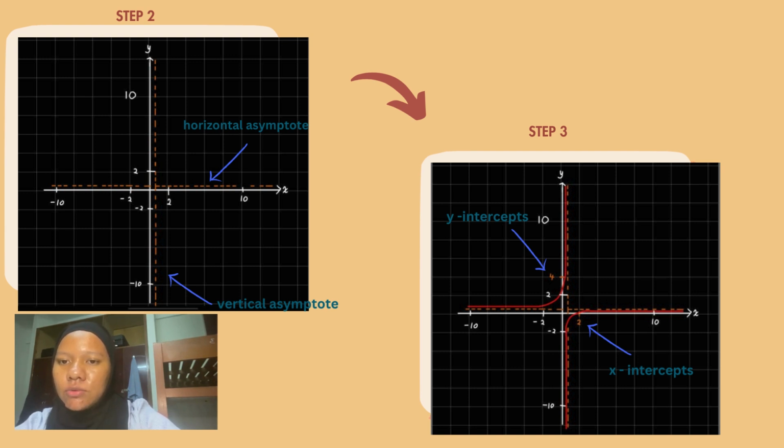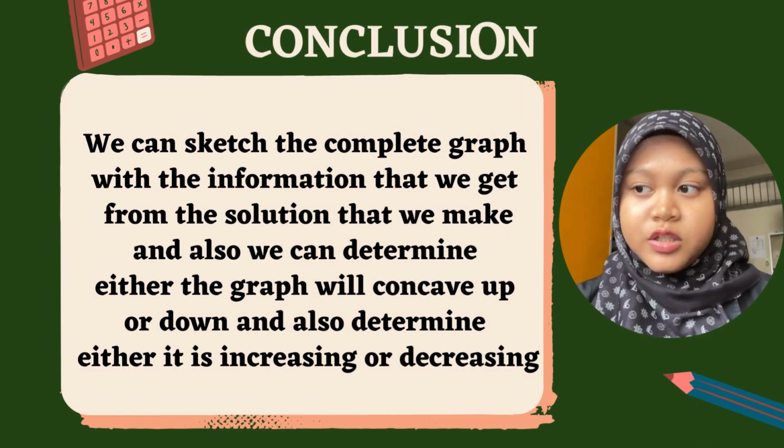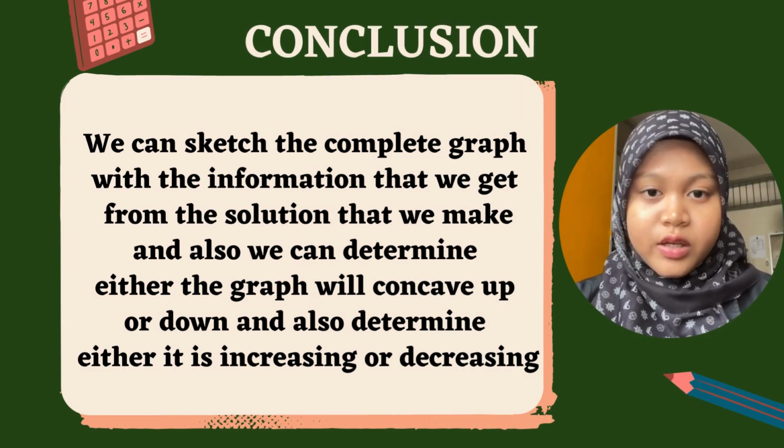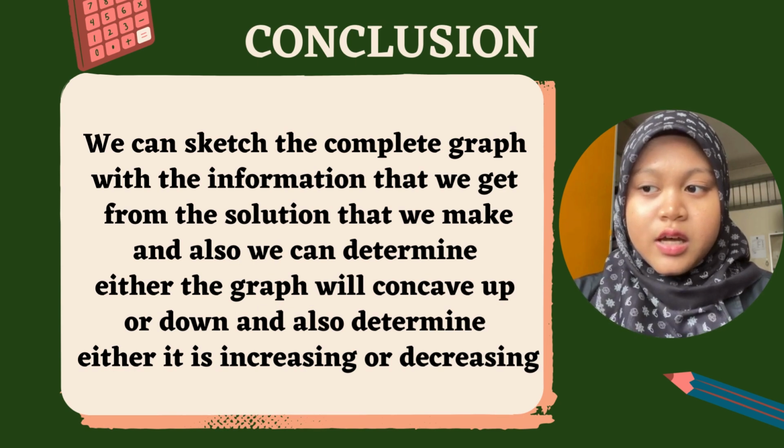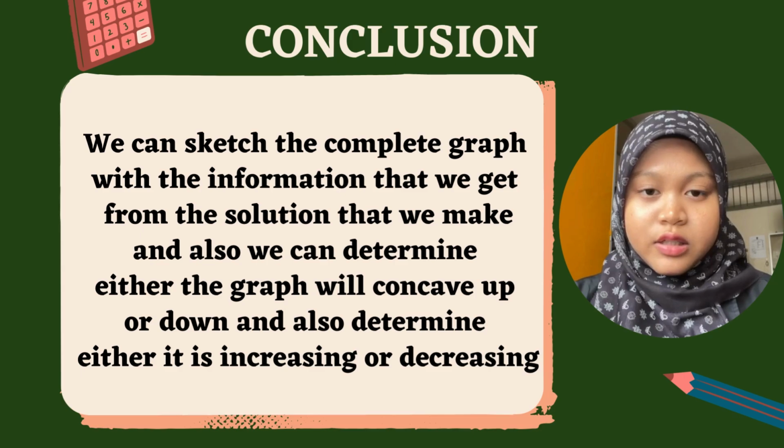Lastly, we need to make sure that our graph line is not touching the asymptote line. We can sketch the complete graph with the information that we get from the solution that we made, and also we can determine whether the graph is concave up or concave down, and whether it is increasing or decreasing.